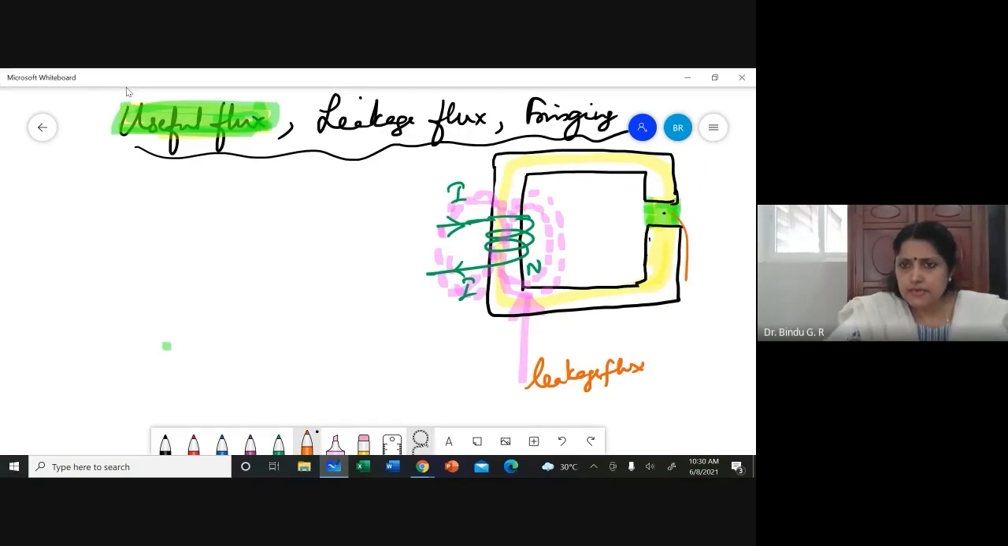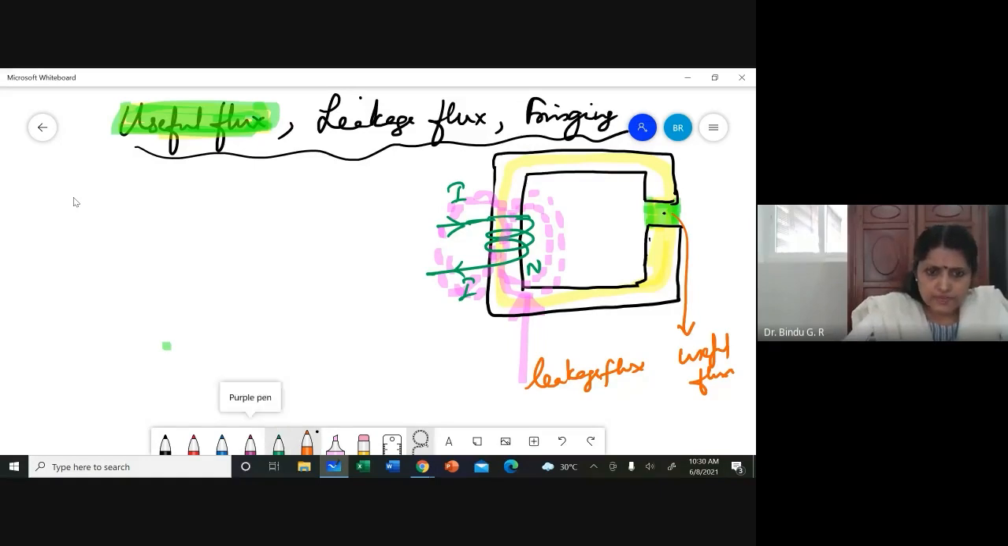This is useful flux. So, does the leakage flux do any job for us? No, it does not follow the desired path, nor is it doing any good work for us. The useful flux, on the other hand, does it. So because you have two terms coming, this is leakage flux.